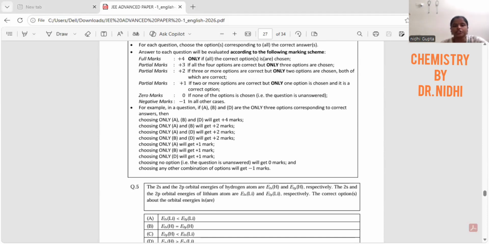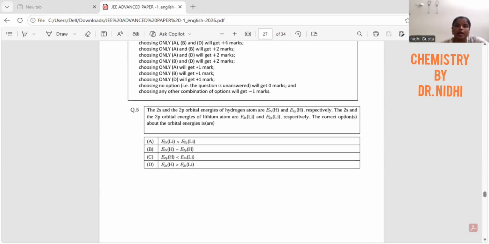Up to section 4, only one option was correct. But here in question 5, more than one option is correct. So these questions are more tricky. You have to look at all the possibilities. Here more than one option can be correct.